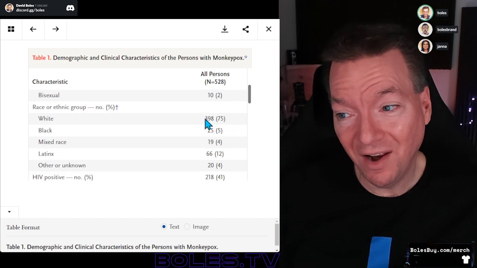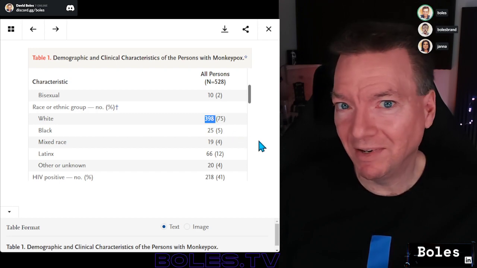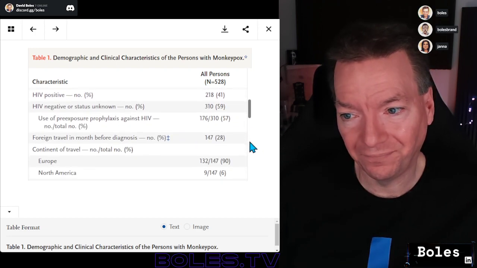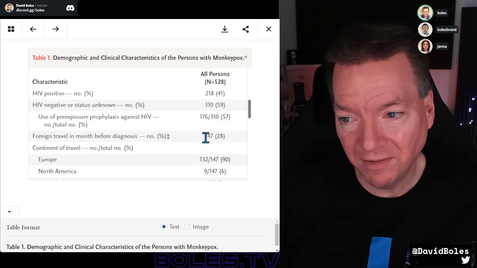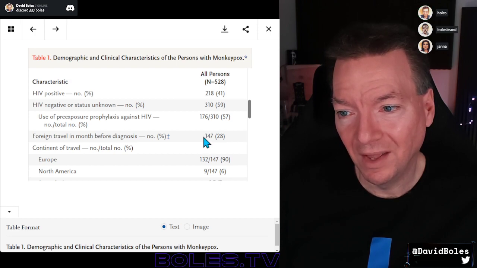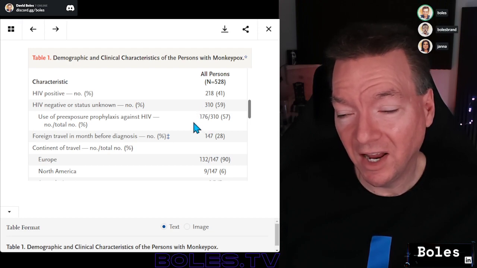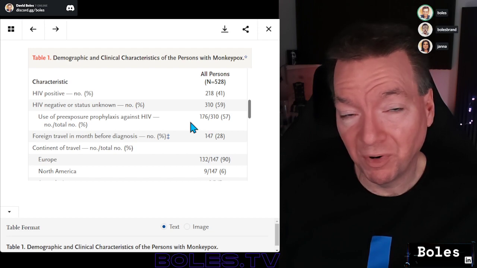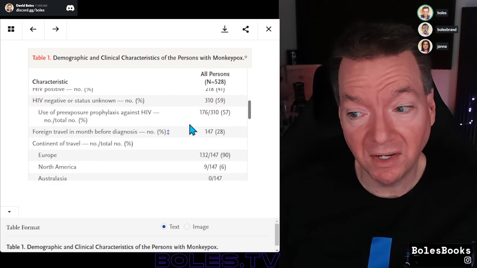Race, 398 are white. So what does that tell you? Very interesting. You can't blame it on the minorities because 75% of the people infected with monkeypox are white. White men. Foreign travel the month before diagnosis, 147. HIV positive, 41%. HIV negative or status unknown, 59%. Use of prophylaxis against HIV, 57% of the infected.